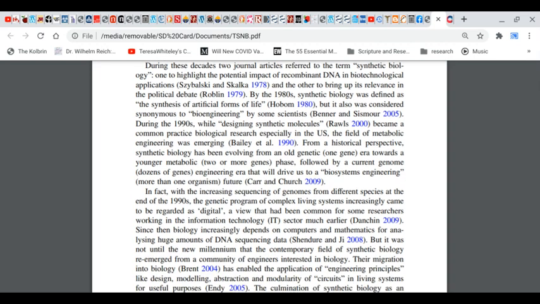In fact, with the increasing sequences of genomes from different species at the end of 1990s, the genetic program of complex living systems increasingly came to be regarded as digital, a view that had been common for some researchers working in the information technology sector much earlier. Since then, biology increasingly depends on computers and mathematics for analyzing huge amounts of DNA sequencing data.